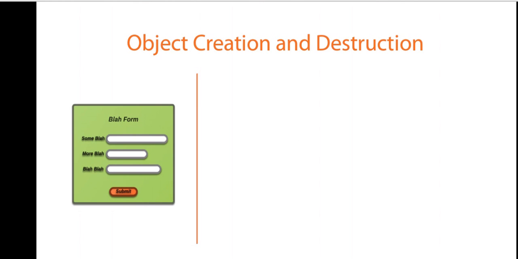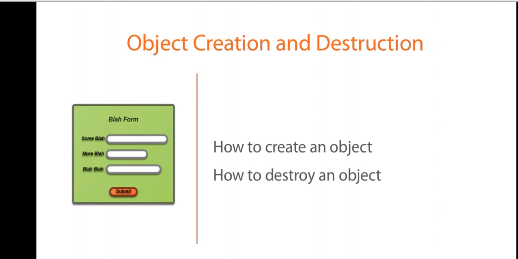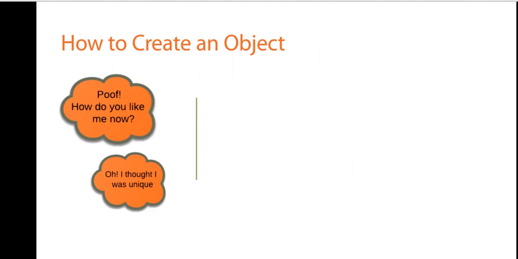In this clip, I will show how to create objects and how and why you might want to destroy an object. How to create an object. The most common way is using the new keyword. Another way is using the clone keyword when another object already exists. Let's look at both syntaxes.